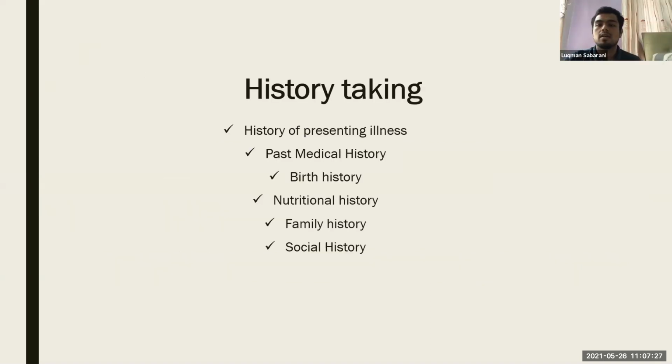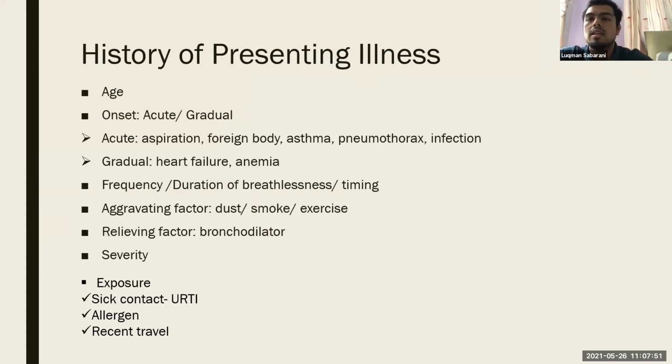Next, we go to how to approach a child with breathlessness. Basically, we need to take a thorough history. In history taking, we start with the history of presenting illness, past medical history, birth history, nutritional history, family history, and also social history. So, history of presenting illness.